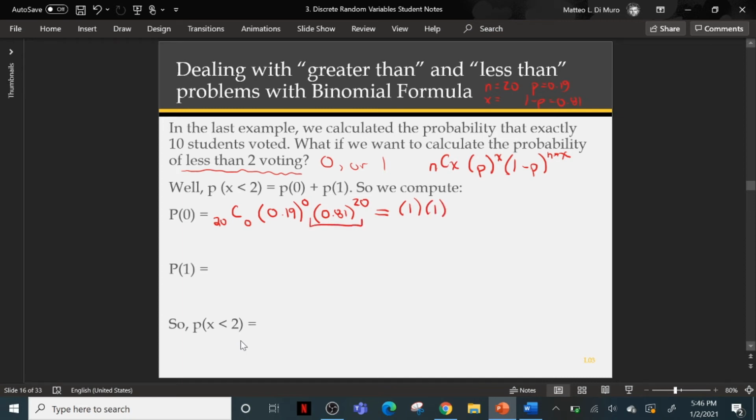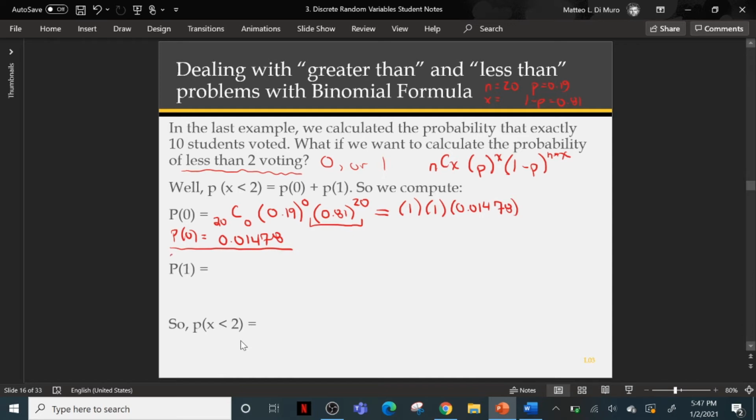Then this last bracket is going to give us something different. When you type it in, I got 0.01478. Now, multiply it all together, and you get that the probability of 0 people voting is 0.01478. So underline that. Great. Now, let's do the probability of 1 person voting.